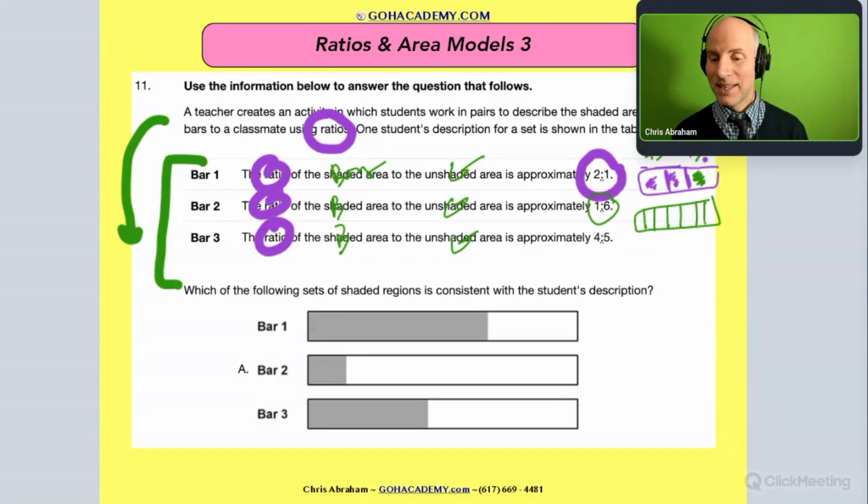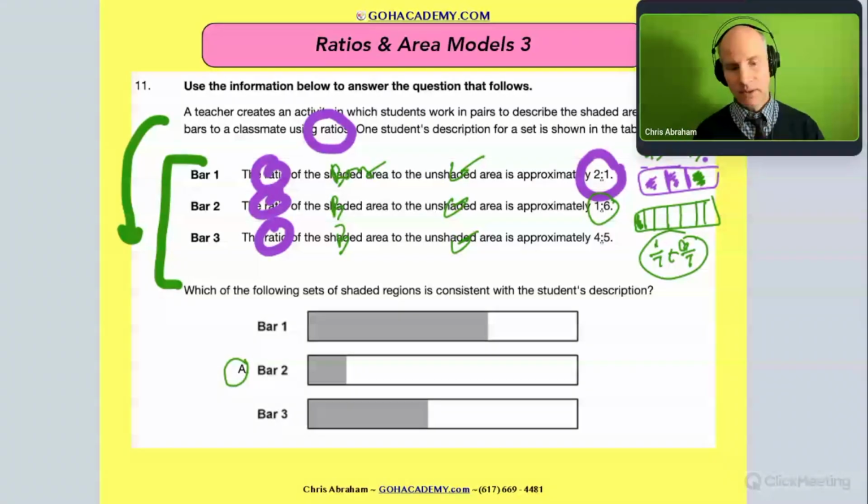So we have 1 boy for every 6 girls, a total of 7 students. 1 out of 7 is a boy, and 6 out of 7 is a girl, right? Totaling up to 7 parts. You see how I'm creating these area models? Now, the correct answer to this, if you're looking at this, is actually A. A is the correct answer. Let's see if it matches up.